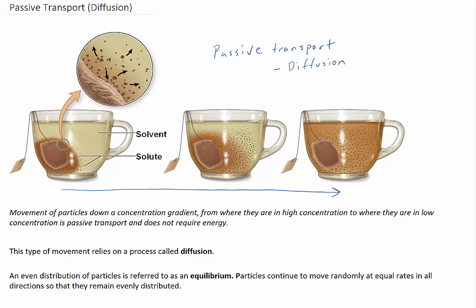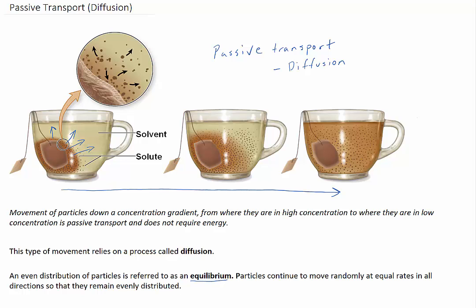So our solute in this particular example is the tea molecules, which move from an area of high concentration close to the bag out to areas of low concentration throughout the rest of the cup of tea. Diffusion always takes place whenever a concentration gradient exists and then continues until particles are distributed evenly. And this even distribution of particles is referred to as an equilibrium.